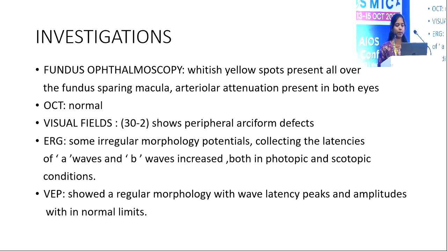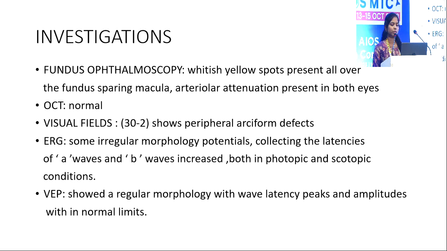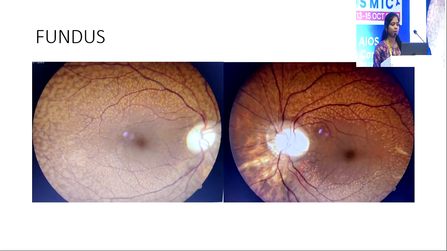Investigations: fundus ophthalmoscopy shows whitish yellow spots all over the fundus, sparing the macula, with arteriolar attenuation present in both eyes. OCT is normal. Visual fields show peripheral arcuate defects. ERG shows some irregular morphology potentials, with a and b waves increased in both photopic and scotopic conditions. VEP showed a regular morphology with wave latency peaks and amplitudes within normal limits. This is the fundus picture showing whitish yellow spots all over the fundus, sparing the macula.